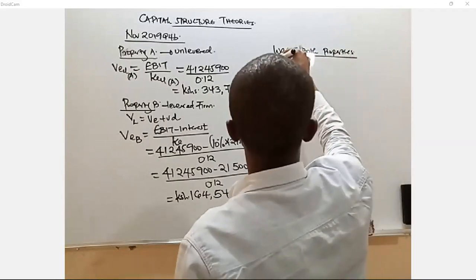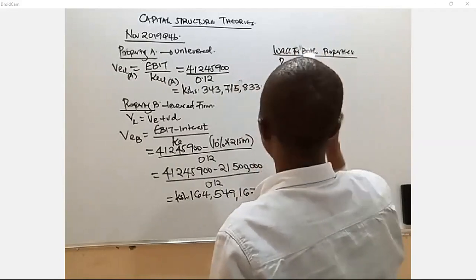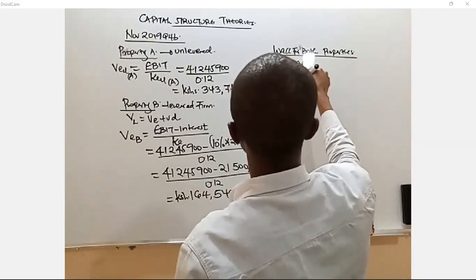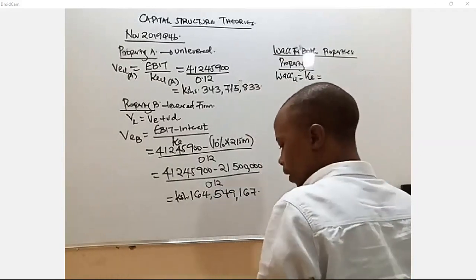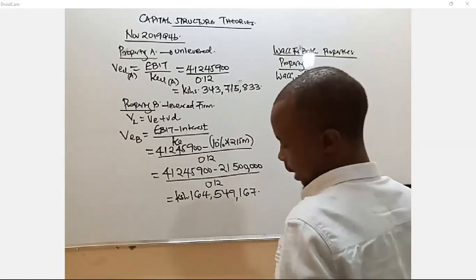Let me start with property A. Under property A, we have said the WACC of an unlevered farm is the same as the cost of equity. In this scenario, the WACC translates to 12%.